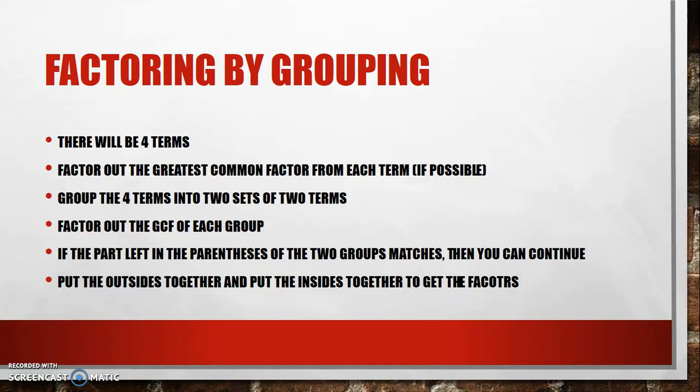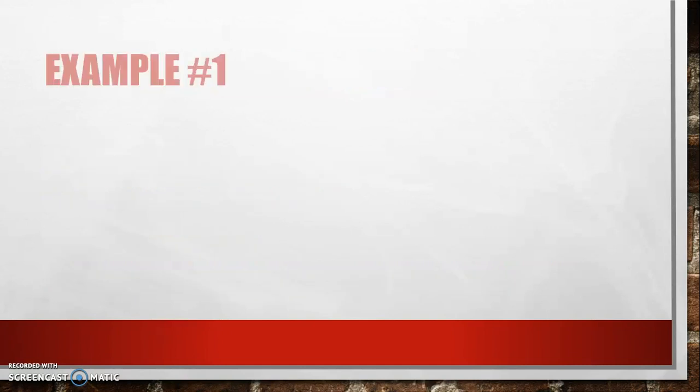Next, you're going to factor out the greatest common factor of each of those groups. And then if what's left in the parentheses of the 2 groups matches, then you can continue. If it doesn't, then it's not factorable. And then once the inside parentheses match, you put the outsides together and put the insides together to get your factors.